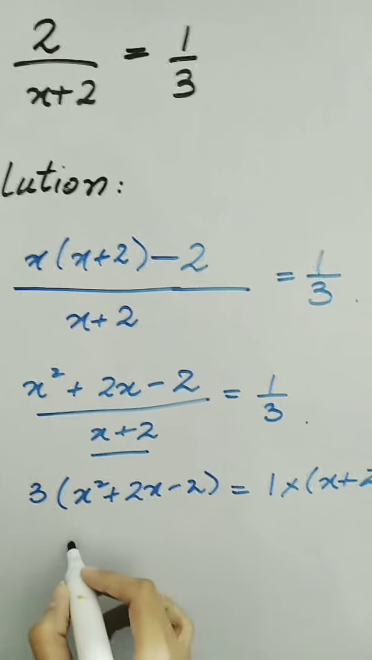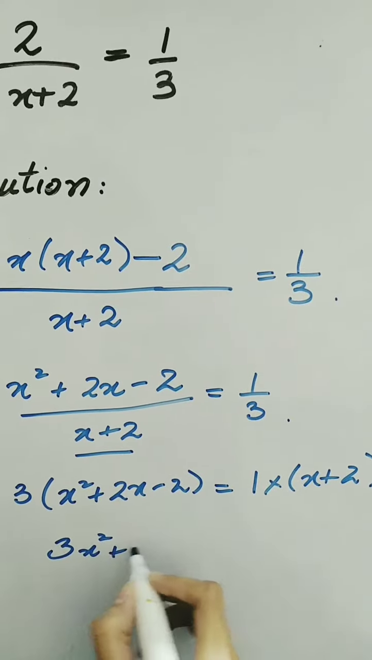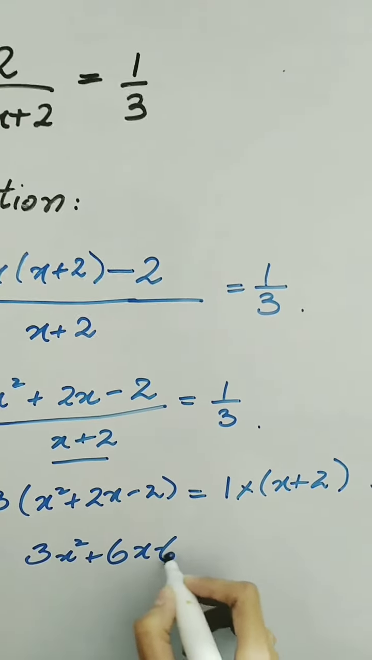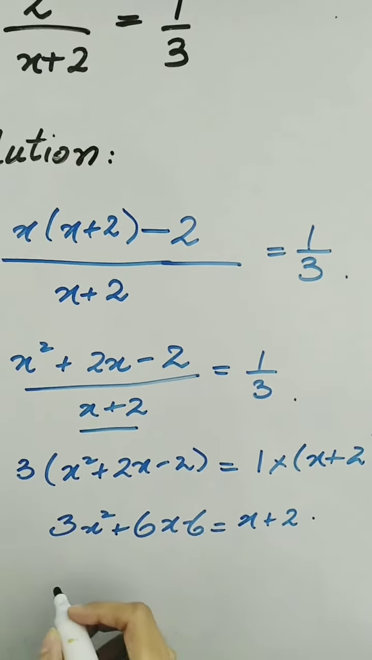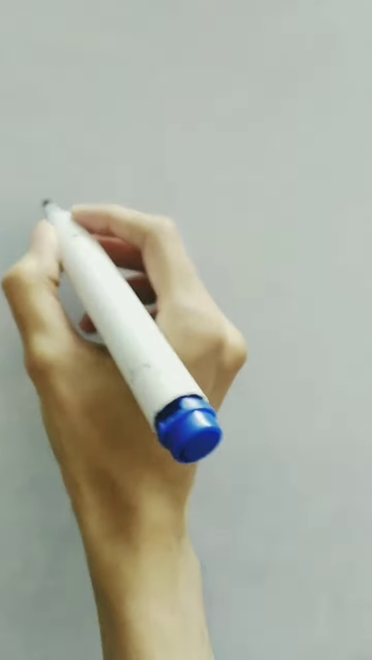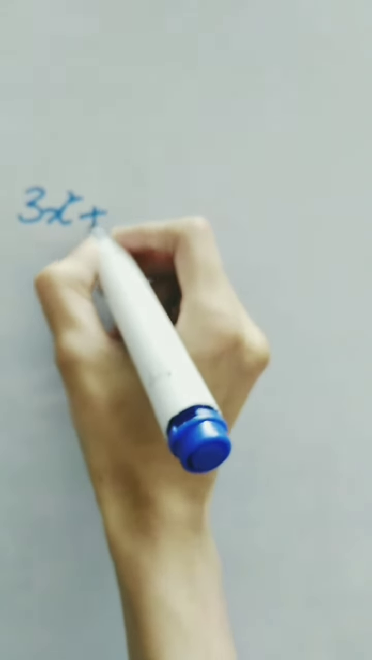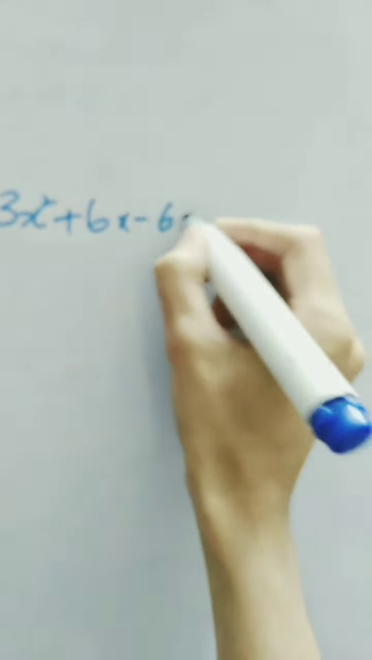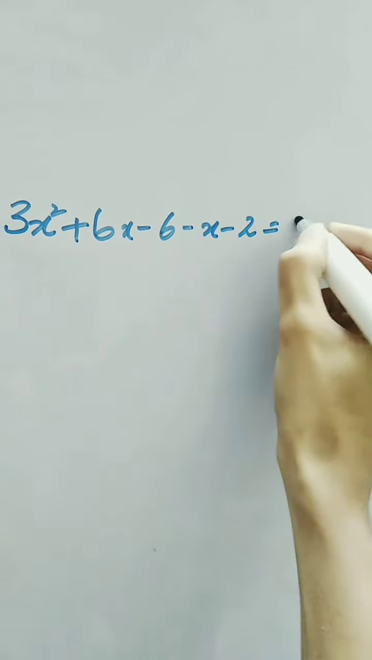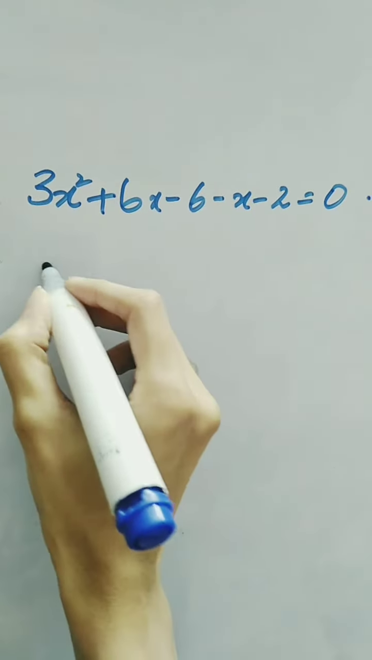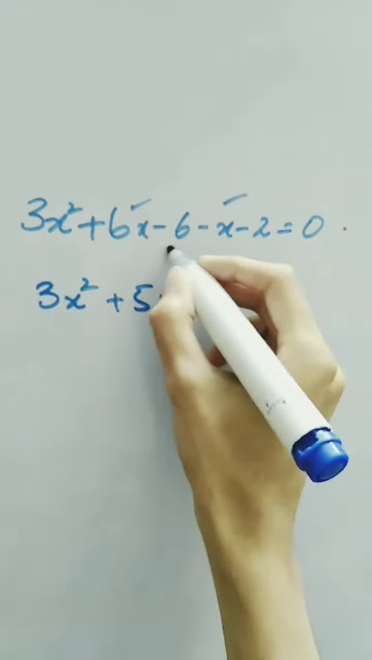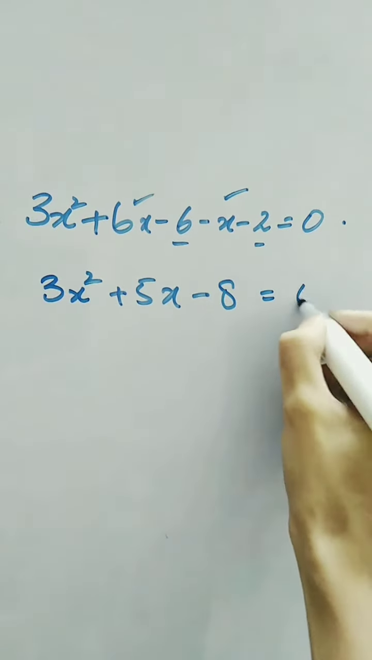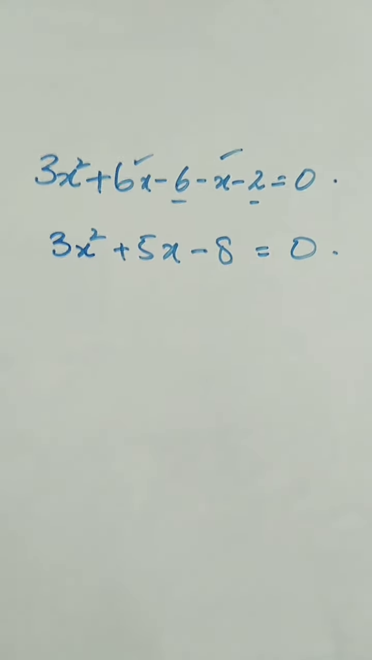Now we have 3x square plus 6x minus 6 is equal to x plus 2. Or we have 3x square plus 6x minus 6 minus x minus 2 is equal to 0. We have 3x square plus 5x minus 8 is equal to 0.